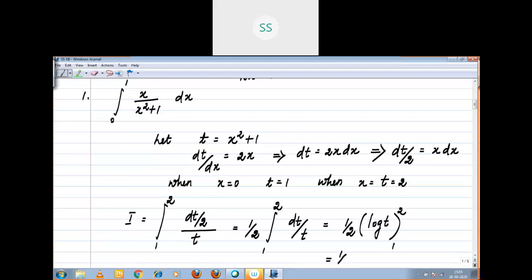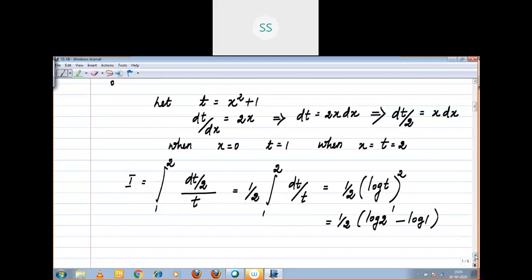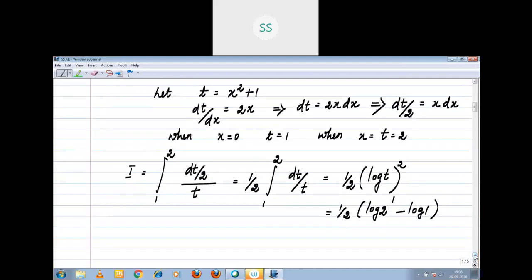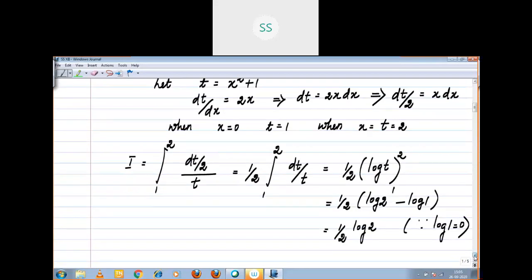Now 1 by 2 into log 2 minus log 1, upper limit minus lower limit. Log 1 value was 0. So what is the result at the end? Log 1 is 0, which is equal to 1 by 2 log 2. Since log 1 equal to 0. Got it, children? Now I am going to move to question number 2.